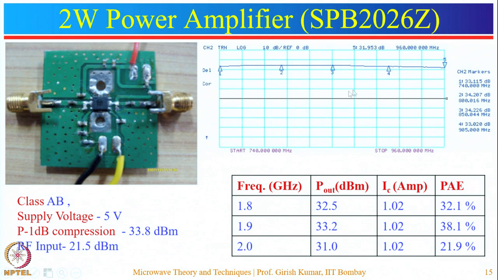So here is the plot of this amplifier. The output power is shown here. This amplifier is designed for the GSM 2G band from 1800 to 2000 MHz, or 1.8 GHz to 2 GHz range. The output power achieved by this amplifier is maximum, that is 33.2 dBm at 1.9 GHz with the efficiency of 38.1%, and the current drawn by this amplifier is 1 ampere. The cooling arrangements are made by using these multiple holes and the multiple number of vias.